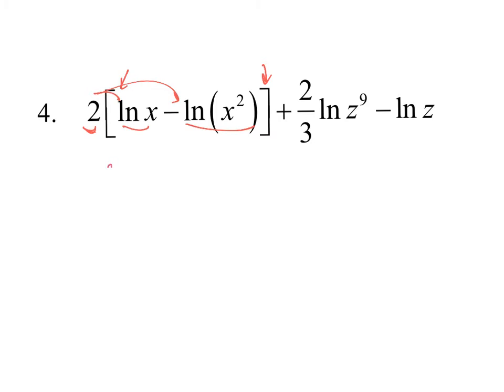So if we multiply that, it'll be 2 times natural log of x minus 2 times natural log of x squared. And we have plus 2/3 natural log, I'm not going to do anything with these just yet, and natural log of z. Now they all are natural logs, so they all have the same base, which is e. And we can use our properties, the quotient rule and the product rule, but first I really want to use the power rule.